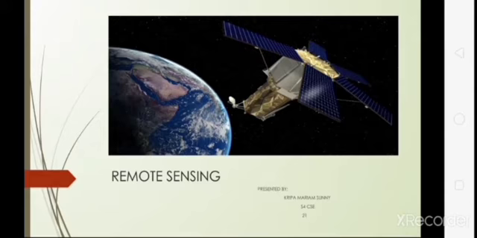Today I am going to talk to you about remote sensing. So let's understand the term remote sensing. Remote means something which is not in contact with the target, and sensing means getting information, getting data, getting any input. The input could be something like temperature, pressure, photographs, etc.